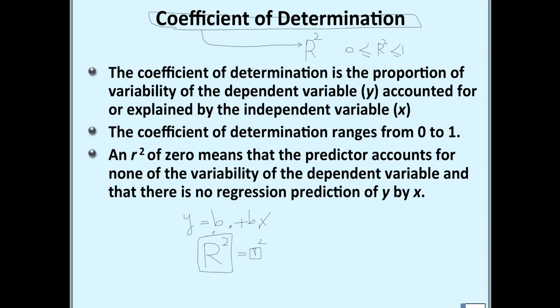Okay, so if small r, for example, is 0.5, R squared would be 0.5 squared, which is 0.25, 25%.